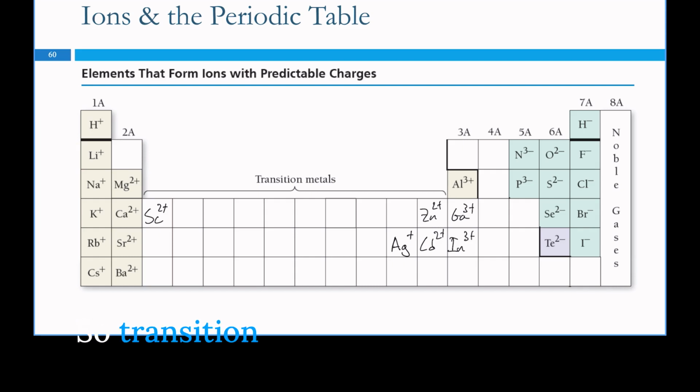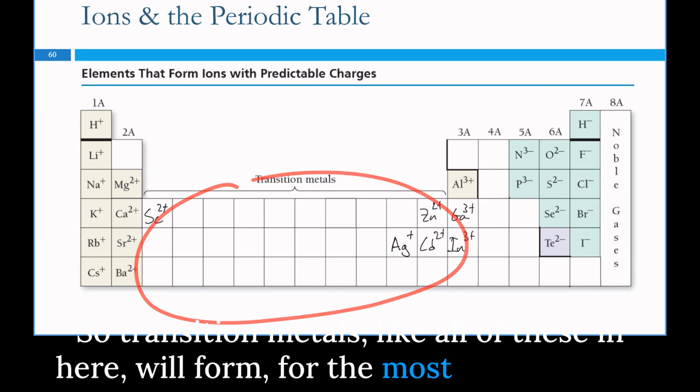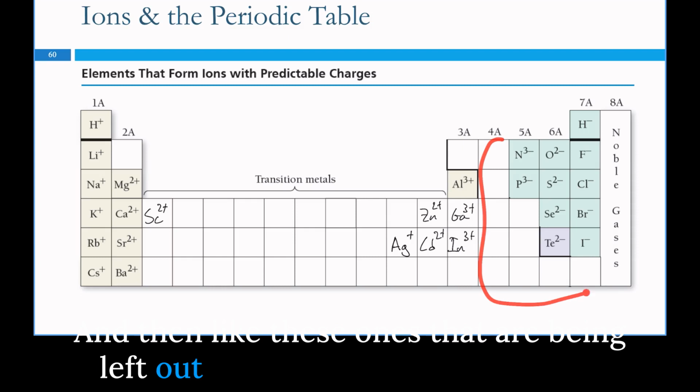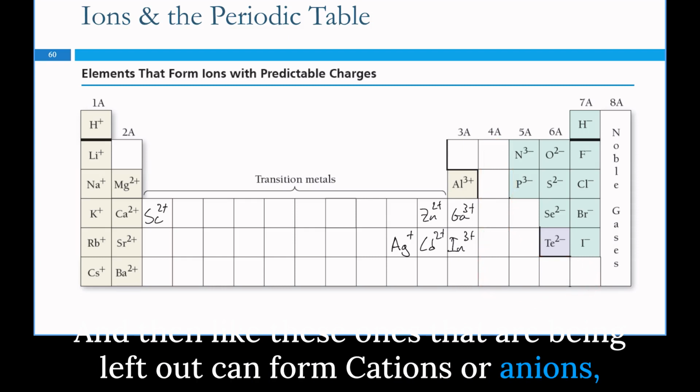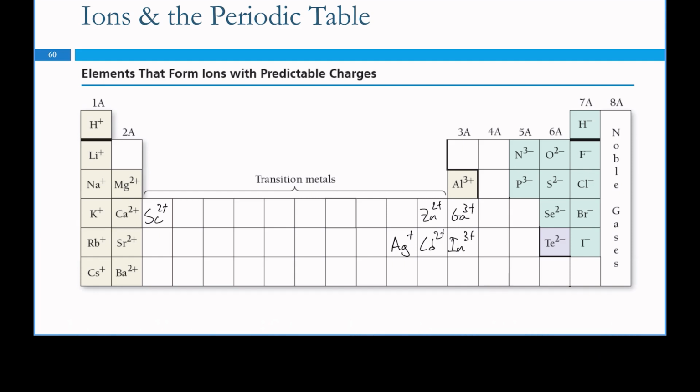So transition metals, like all of these in here, will form, for the most part, cations. And then like these ones that are being left out can form cations or anions, depending on if they're a transition metal or if they're a metal, non-metal, or metalloid.